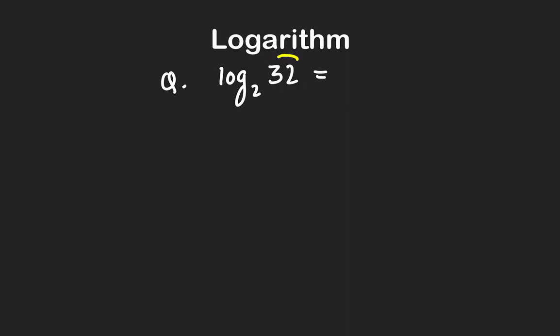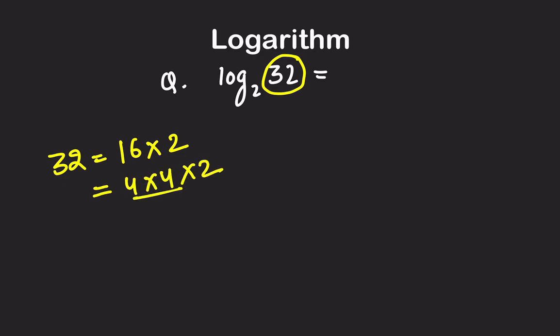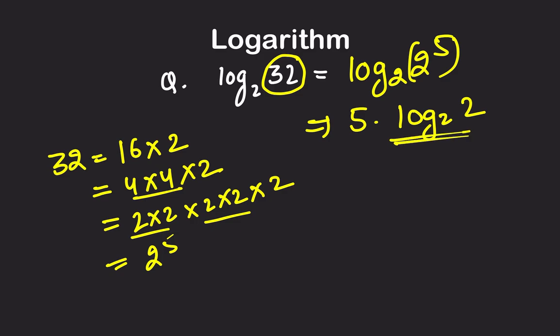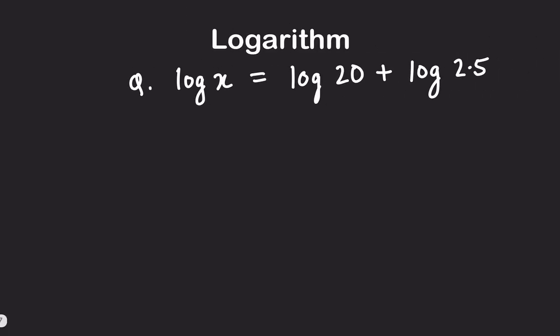So let's see. Log of 2 base 32. So 32 I could write as 16 into 2. Just I'm going to show you how I'm thinking. This I can write as 4 into 4 into 2, which is 2 into 2, 2 into 2 and 2, or 32 is 2 raised to power 5. So log of 2 raised to power 5, base 2. Can I bring 5 in the front by the property? So 5 into log of 2 base 2. What is this? Any number with the same base is 1. So 5 into 1. So the answer is 5. I hope you understand how to solve logarithm questions. Easy.